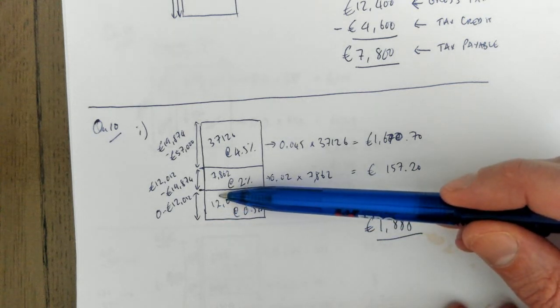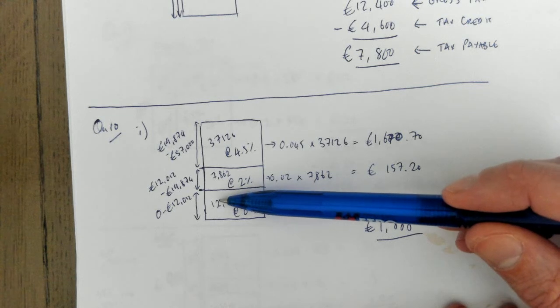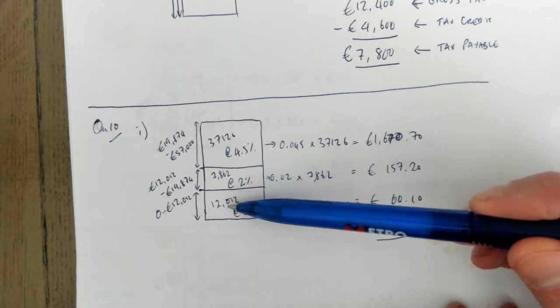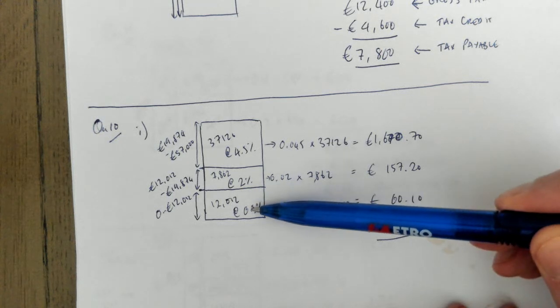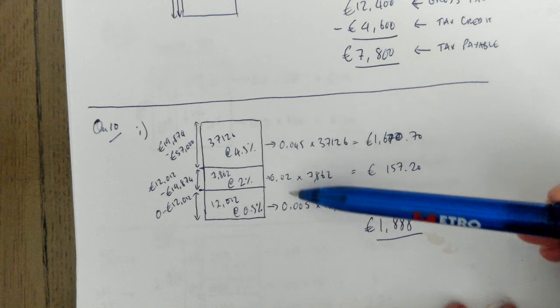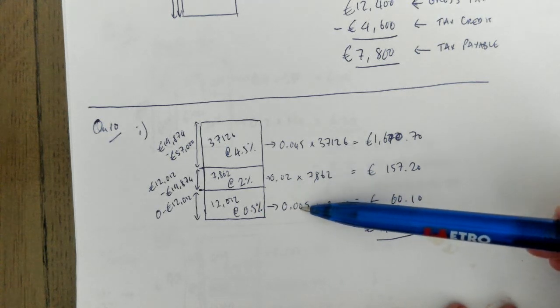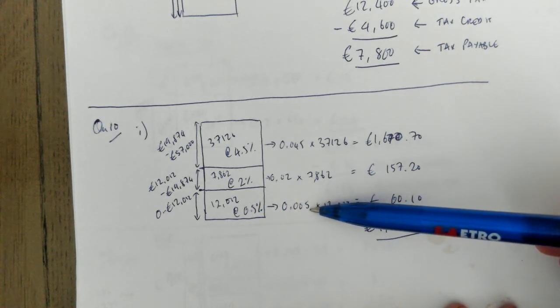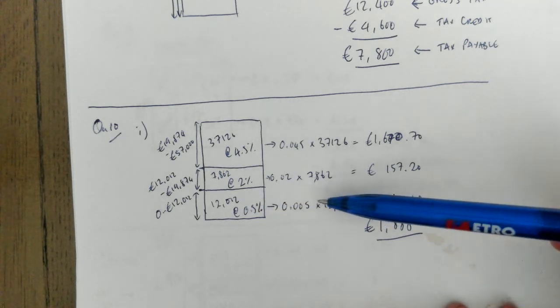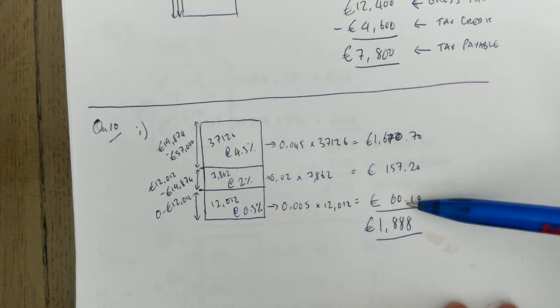I know in other parts of the question they do a weekly salary. An annual salary per year, up to 12,012, they pay 0.5%. So listen, second years, 0.5% is 0.005 as decimal. That's one mistake you're making. So on the first 12,012 euro, they pay 60 euro and 10 cents universal charge.